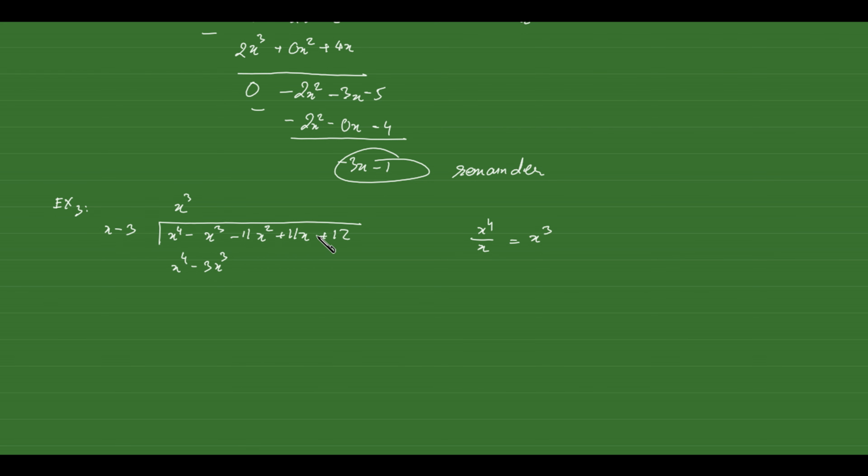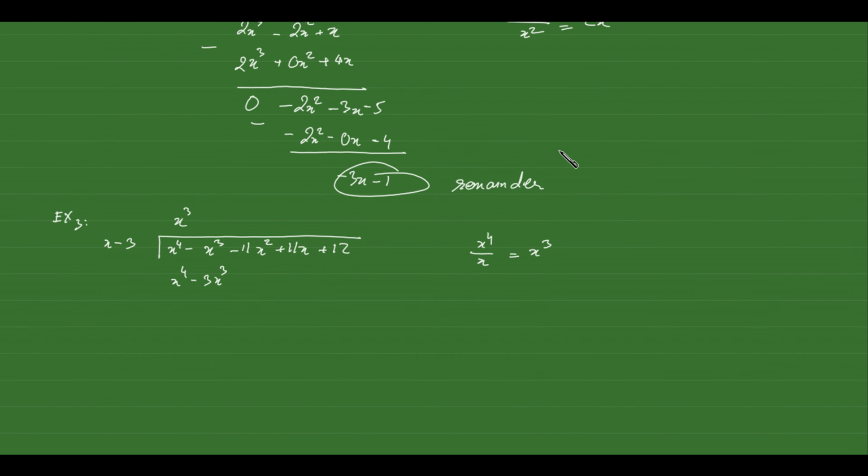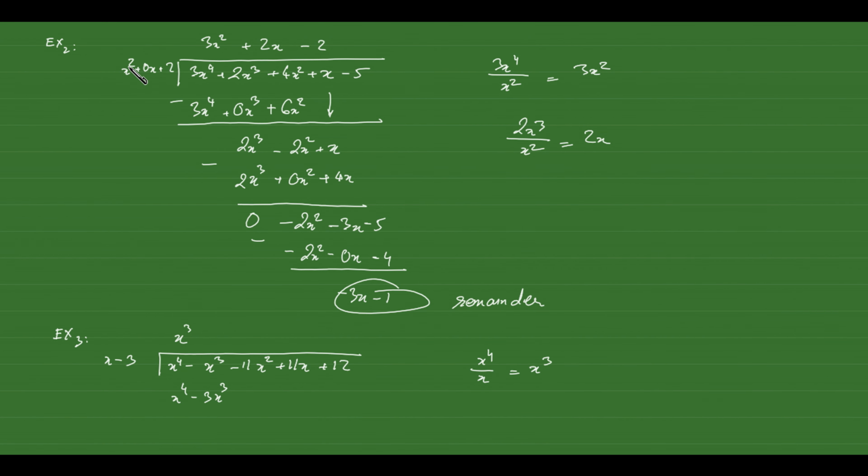You see that we're not missing any term. The degrees go 4, 3, 2, 1, 0. We're not missing any degree, so everything's good. Because if we miss a degree, we have to put 0. If you go from second degree and skip the first degree, we have to put 0.